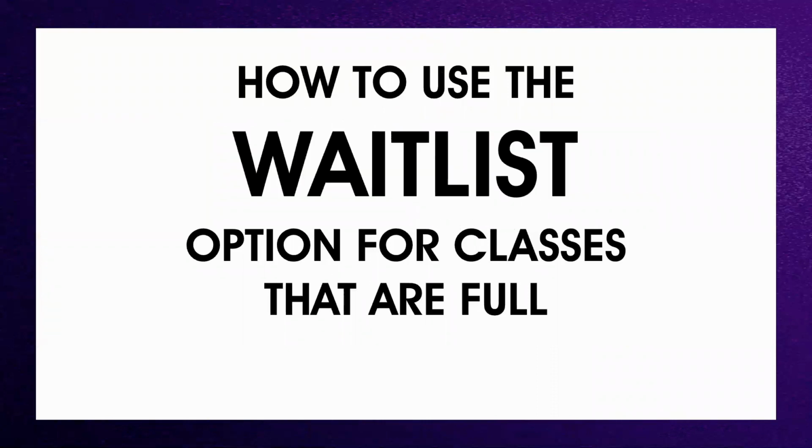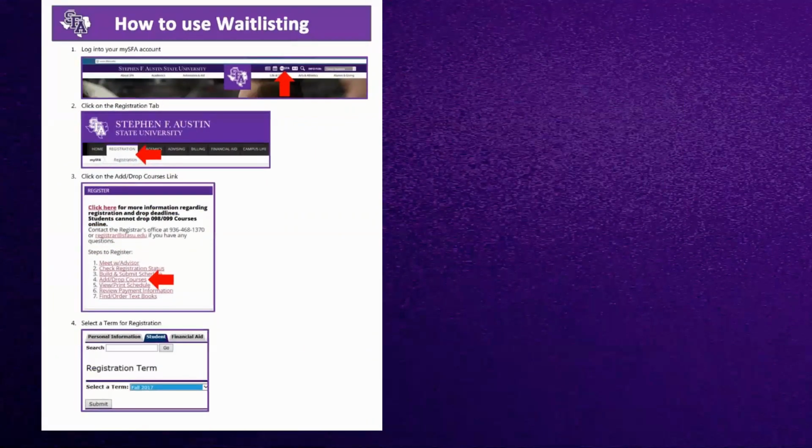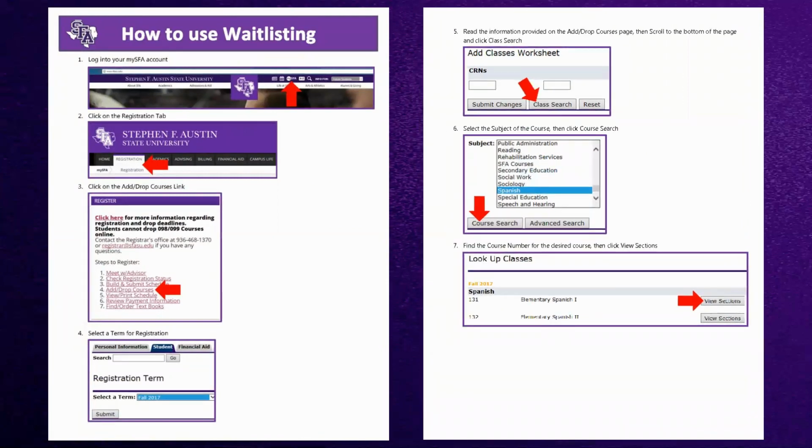Together, we will now explore the waitlist options available. Waitlisting will allow you to be in an Add Course queue so that if someone drops a class you need, you will then have the option to get into it without constantly checking back for open seating. You can download these instructions online at sfasu.edu/registrar. To start, you will again complete all the steps necessary to access the Add Drop Course menu and options.